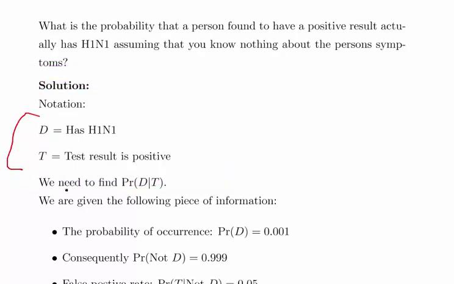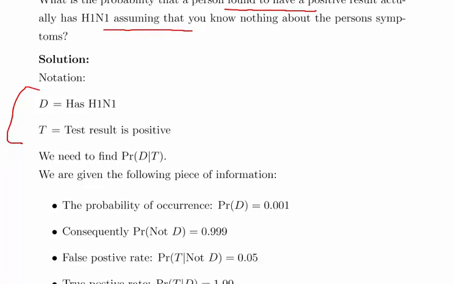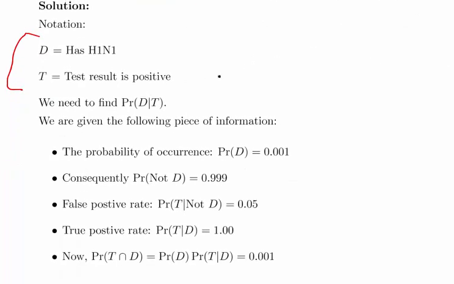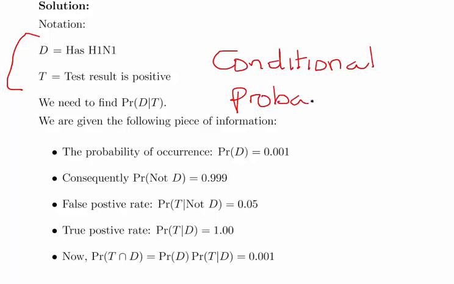What we have to do is find the probability of D given T. So they have tested positive, but what's the probability that they actually have the disease? That's a conditional probability, which is what we're doing here. So let's spell it out. We're given the following pieces of information, and we have to run through this and set all this up in our mind.